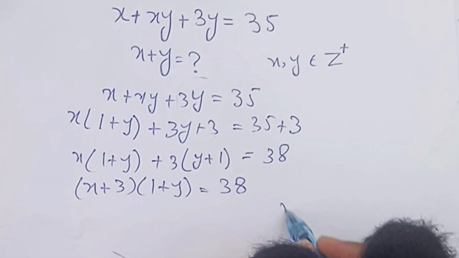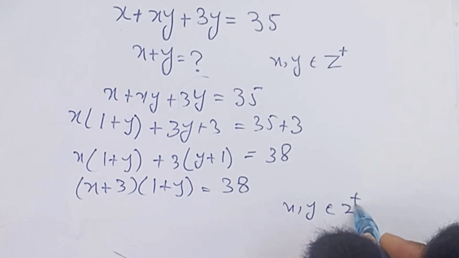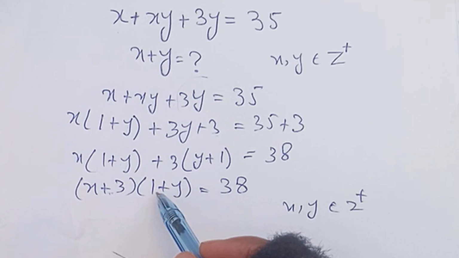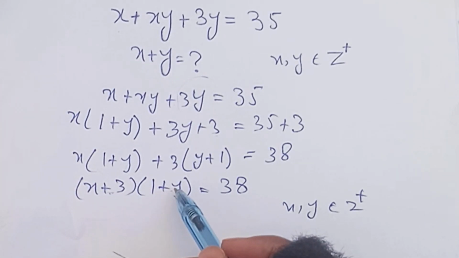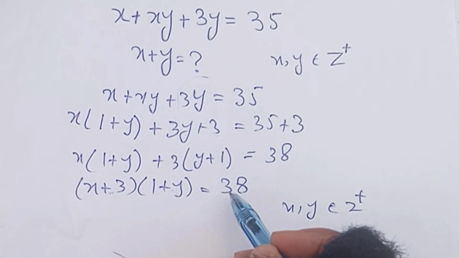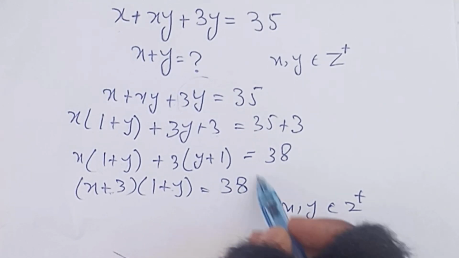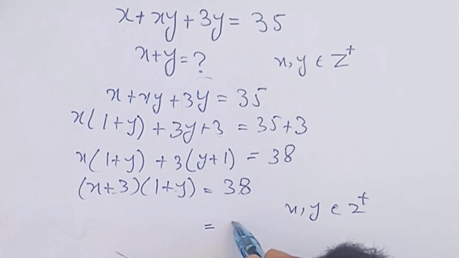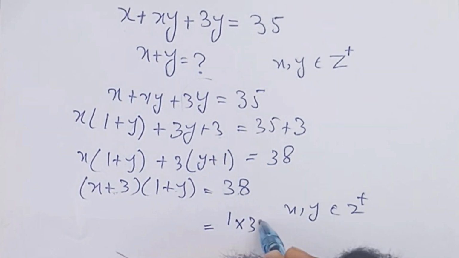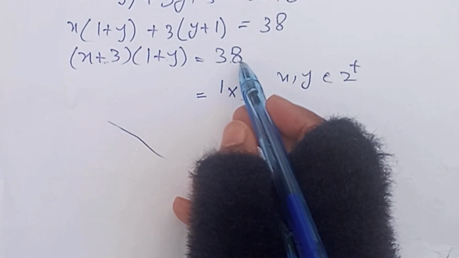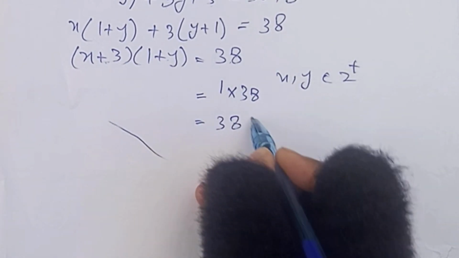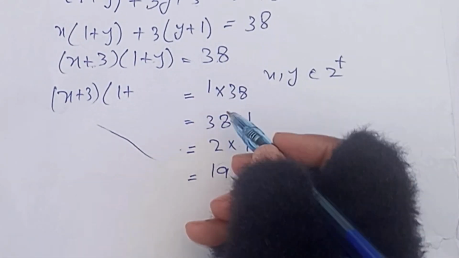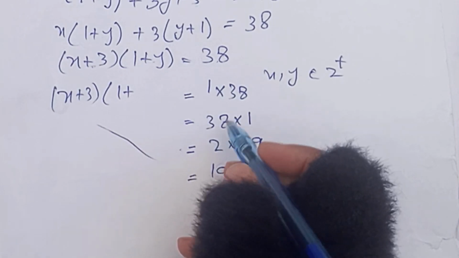Since in our question x and y belong to positive integers, now look at this. This is x plus 3. It's also a positive integer, and 1 plus y is also a positive integer. Now our concern is just the positive factors of 38. So the positive factors of 38 are: the first factor will be 1 multiplied by 38, and the second factor of 38 will be 38 multiplied by 1. Third factor will be 2 multiplied by 19, and the last, fourth factor will be 19 multiplied by 2.